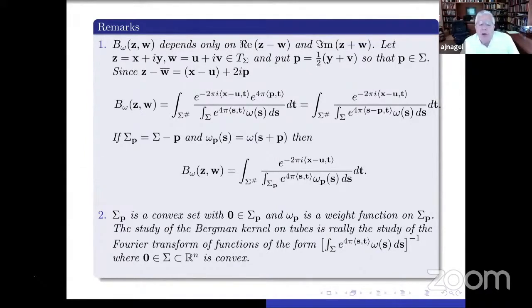And so this formula really shows that the study of the Bergman kernel on tubes is just the study of the Fourier transform of the inverses of some functions of this form. So that's somehow what's at the base of all of this.